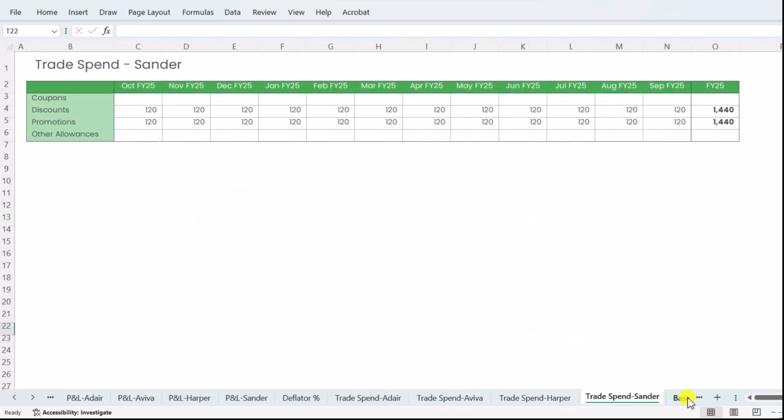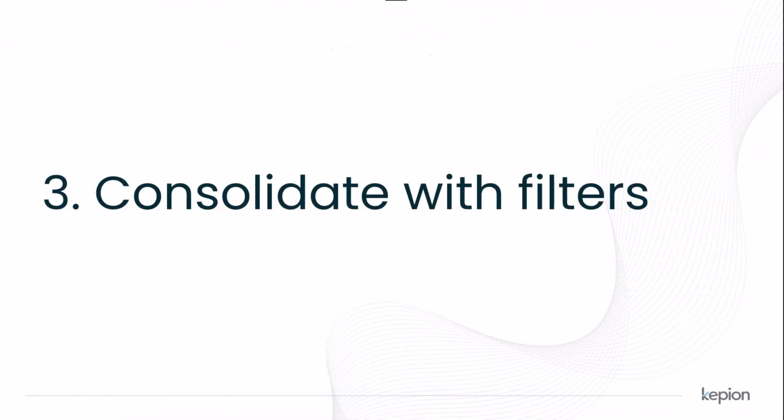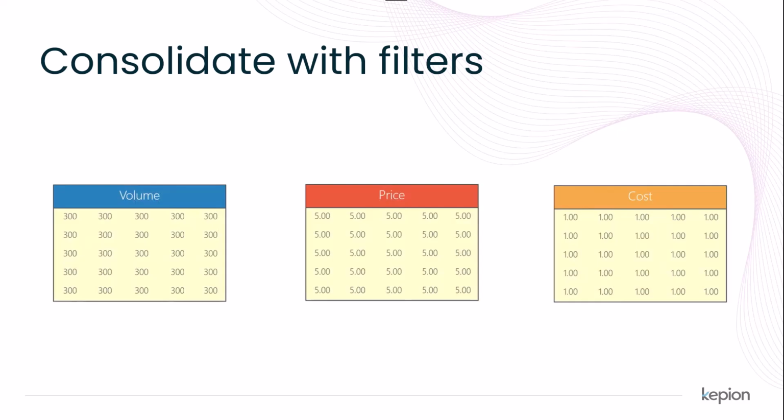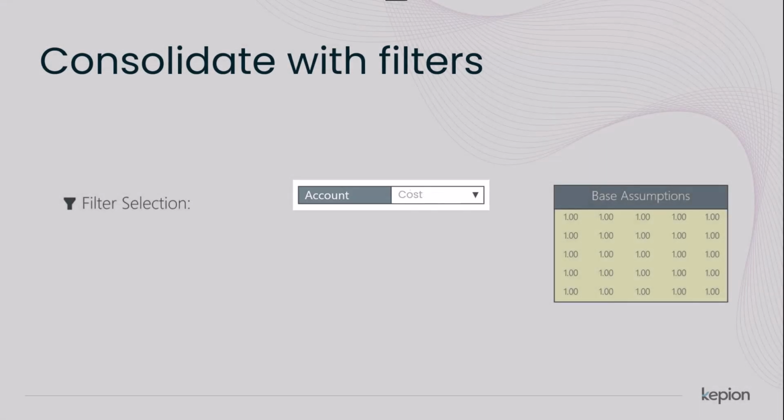Notice how all of the forms in the Base Assumption tab have exactly the same structure. To create a more efficient application, we should consider combining them together using a filter. Filters allow us to switch between different contexts in a form. For example, if we combine these 3 spreadsheets together, we could create a filter with options such as volume, price, and cost, and use it to flip between the different sets of data.